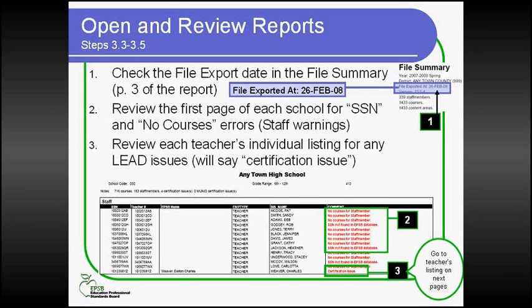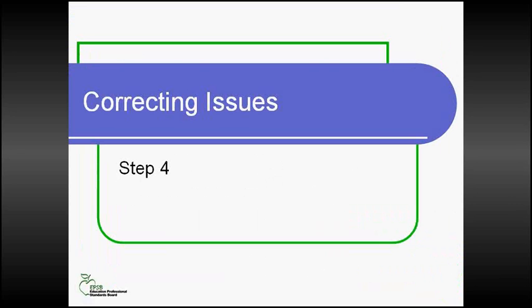After you open the report, take a look at the staff warnings, and that's this information right here in box 2. Those are the no courses for staff member and social security number not found in EPSB database. And then finally, when looking at your reports, you're going to review any of the individual teachers that are listed down here with certification issue. So you'll go on to the teachers listing on the next pages. And as I said, we'll take a little bit more look at that in just a moment as far as how to read those.